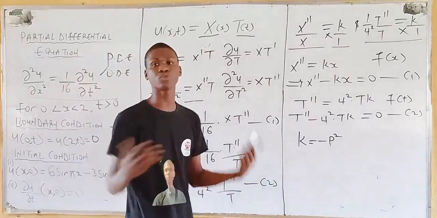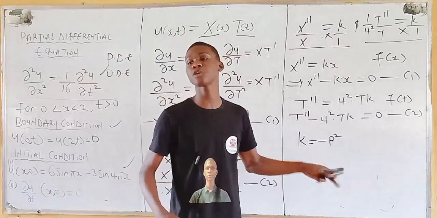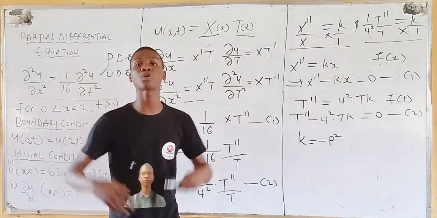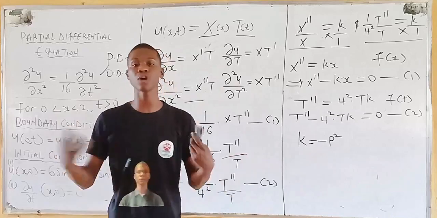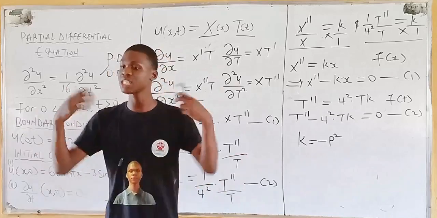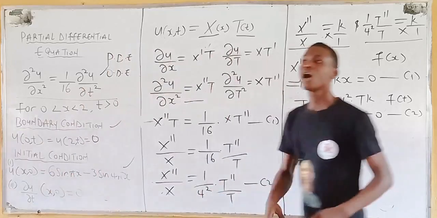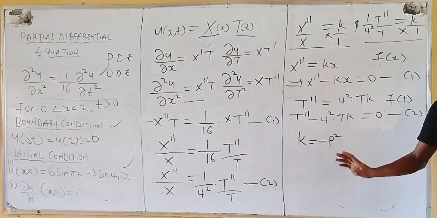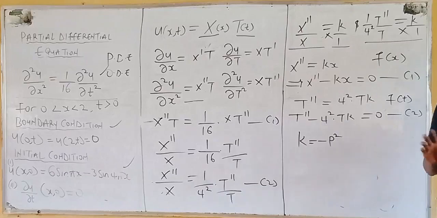Let's say p is equal to 4, meaning negative 4 squared, which is negative 16, less than 0. Let's say p is equal to 10, meaning negative 10 squared, which is negative 100, less than 0. So oscillation will occur when k is less than 0. So take note of that.